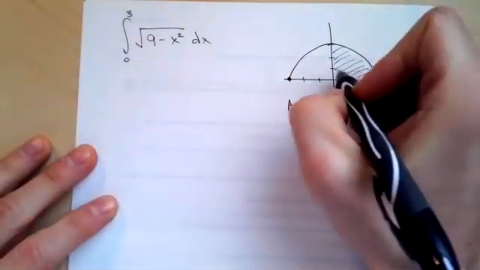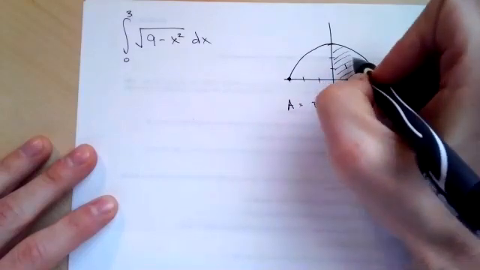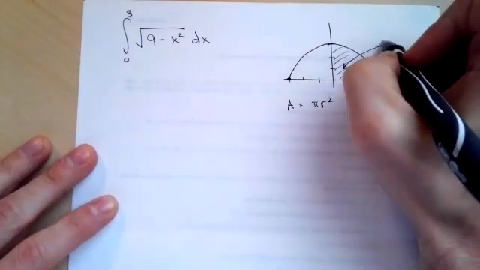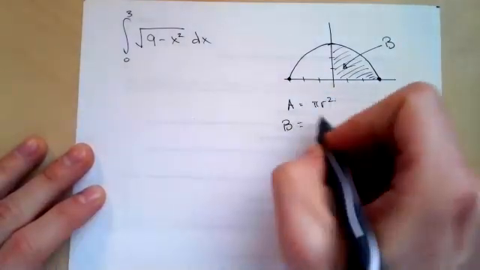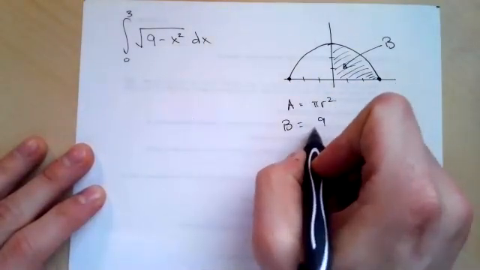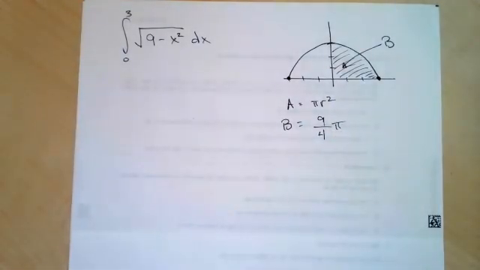So let's give it a different letter. Let's call it B as our total area. So our B is going to be a quarter of a circle, so 9/4 pi. Great. We can use some geometric knowledge to figure out the integral just based on the area of nice shapes. But it's not always that case, right?